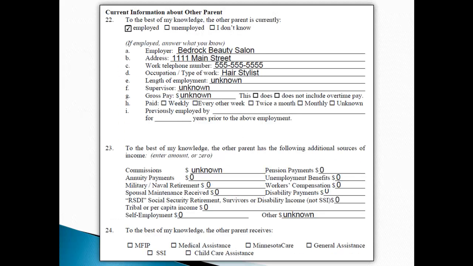You will now be asked about current information about the other parent. You may or may not know this information. If you know some but not all information, be sure to fill in what you do know. If there is information that you do not know, then you can write in unknown for the answer. Question 22 is about the other parent's employment, and question 23 is about the other sources of income the other parent may have. If you believe the other parent receives public assistance, then check the appropriate box on question 24.